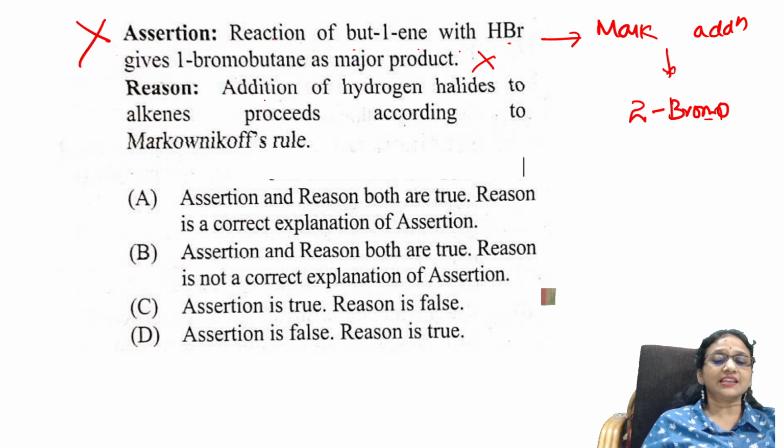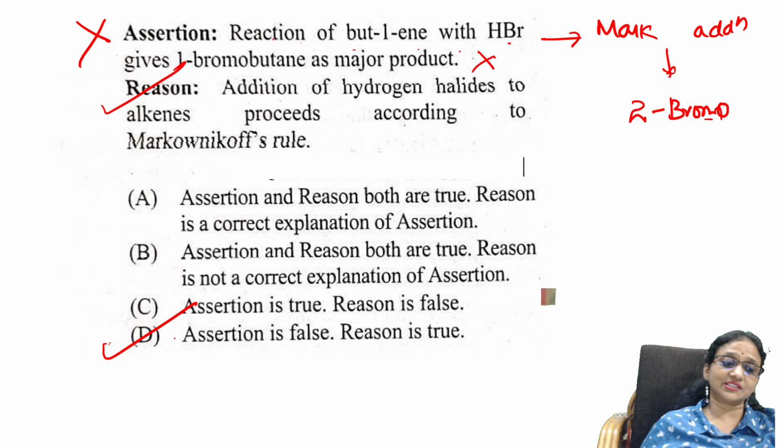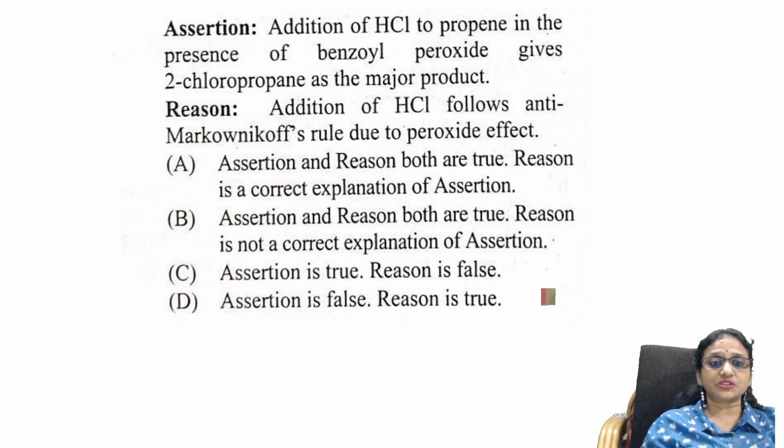Assertion is wrong. Next, let us see: addition of hydrogen halides to alkenes proceeds according to Markovnikov addition. Okay, yes, because there is no peroxide. Perfect answer. This is right. So check which option. Assertion is false. Reason is true. Let us see the next question.